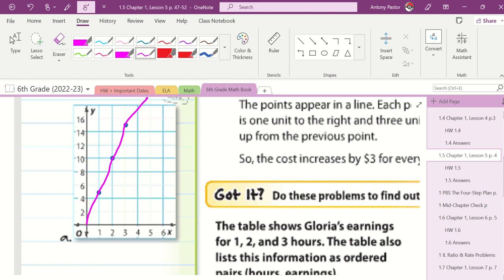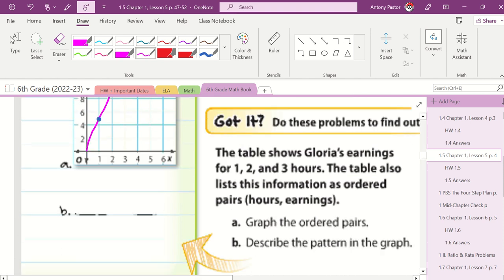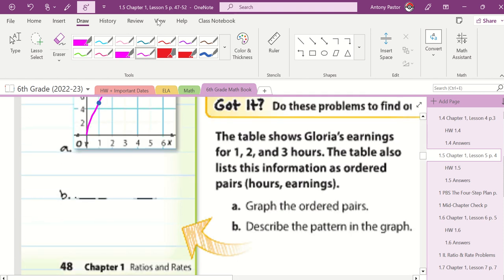At 4 hours, she should be making $20. At 5 hours, she should be making $25. At 6, she should be making $30, and so on.